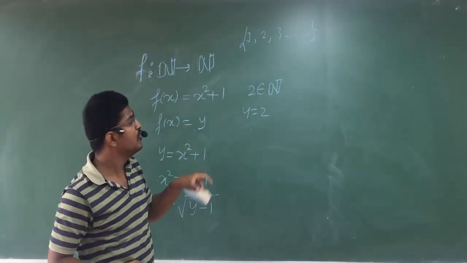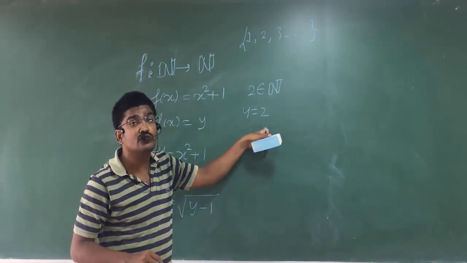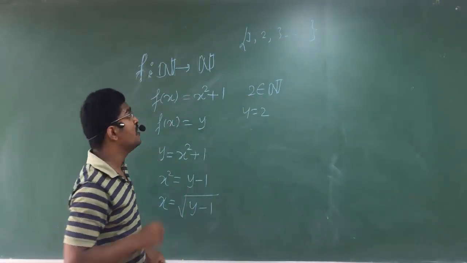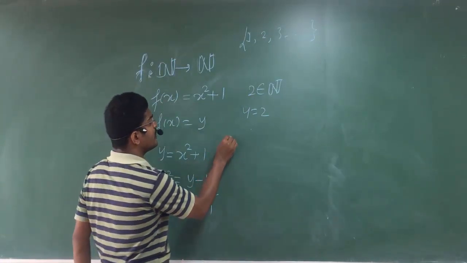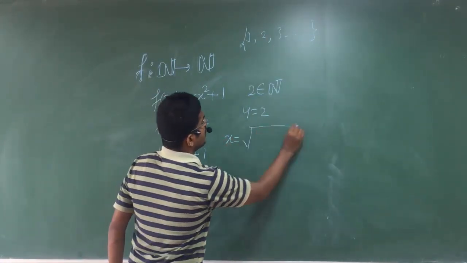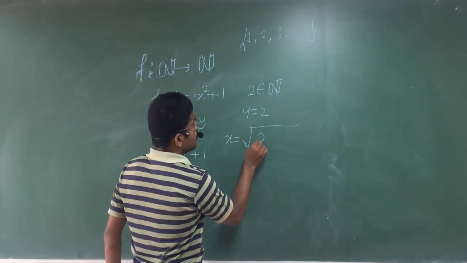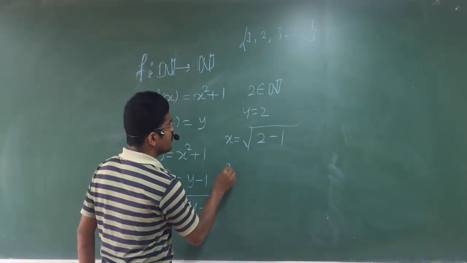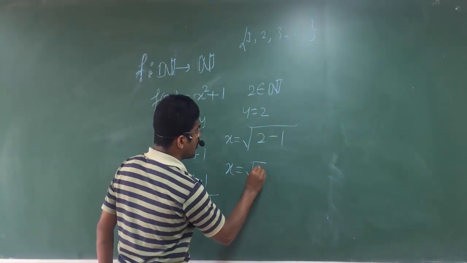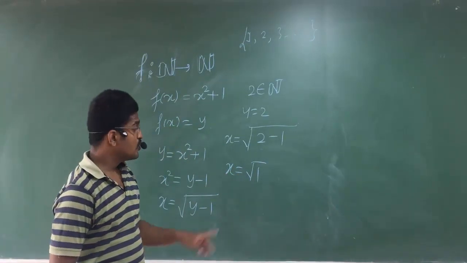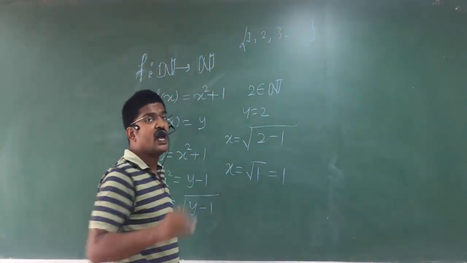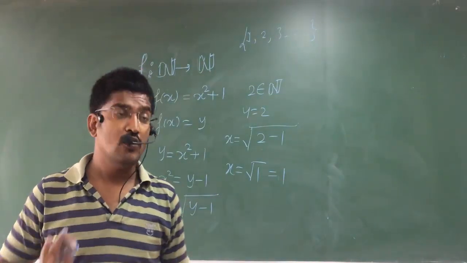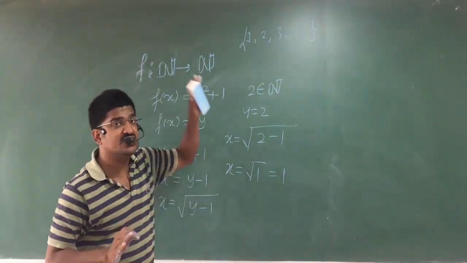Are you getting my point? So if I take y equal to 2, which is in the codomain, what will happen? Let us see. Put 2 here. What will happen? x equal to root of (y divided by 2 minus 1). So that will be x equal to root of 1. Root of 1 is nothing but 1. But no problem, for this element there is a pre-image.